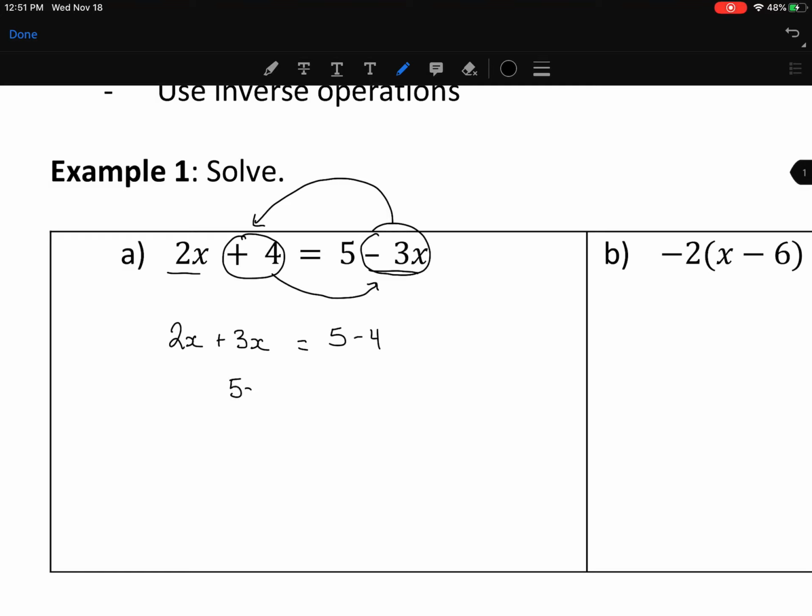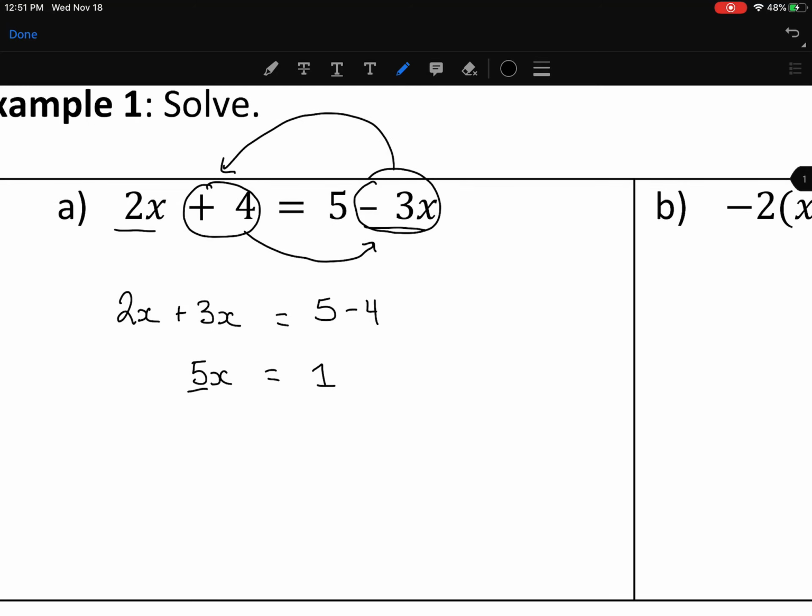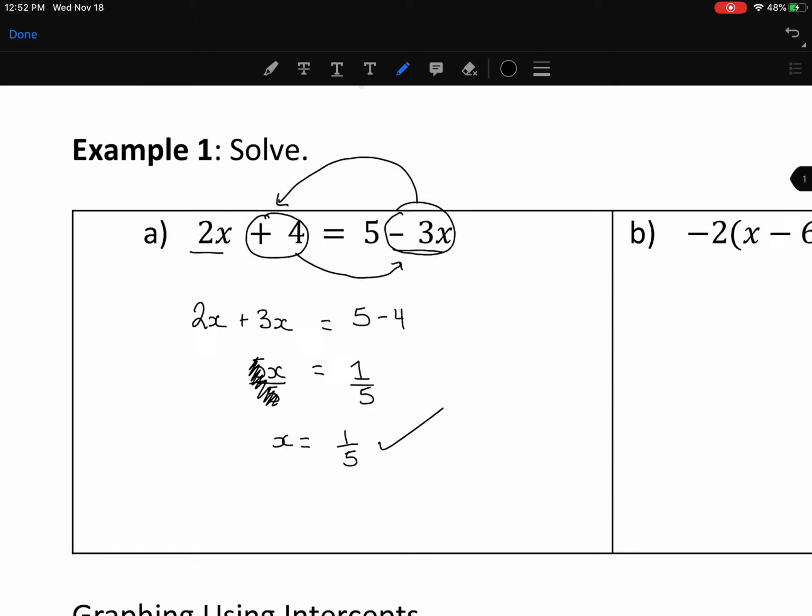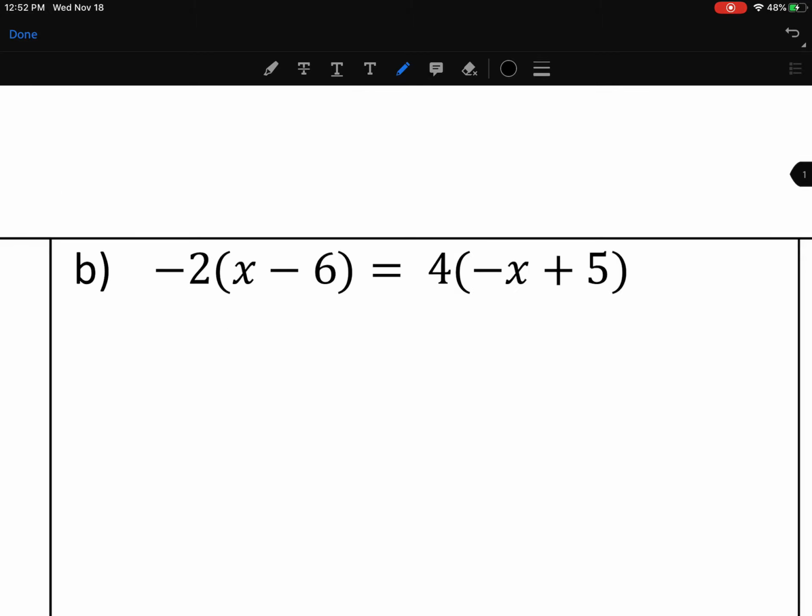Now our like terms are on both sides of the equal sign, so we can combine them. We'll get 5x on the left, and 5 minus 4 is going to be 1. And now we're here: 5x, which means 5 times x equals 1. So I have to move this 5 to the other side, and the inverse of multiplying is dividing. So I divide both sides by 5. Those 5s will cancel out, and x is going to be 1/5. And again, we don't need decimals. You can leave it as a fraction, and we're done.